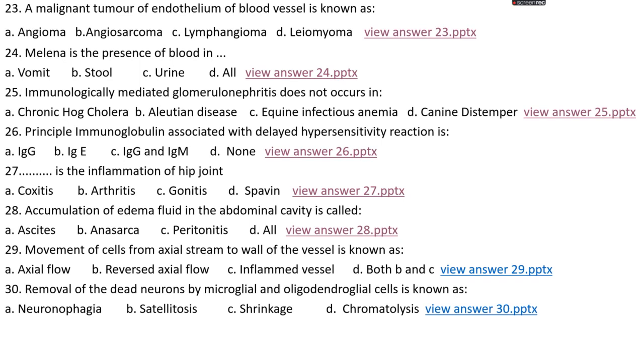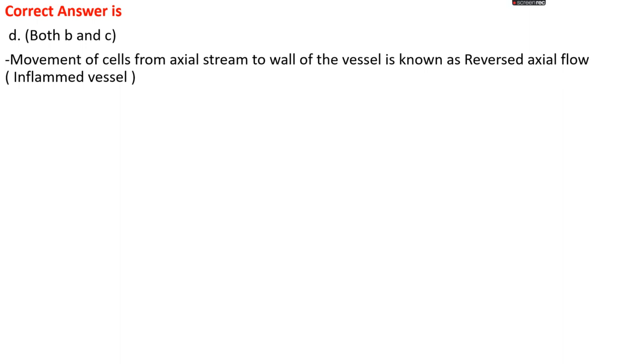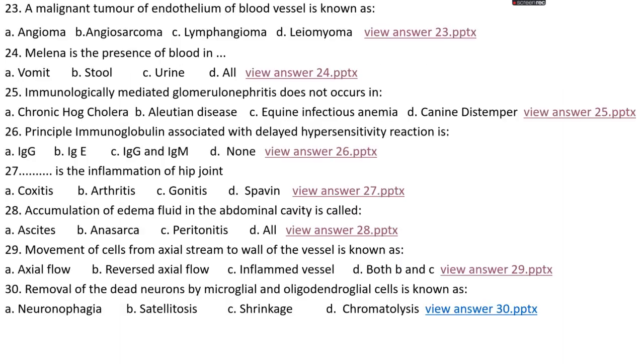Question number 29. Movement of cells from the axial stream to the wall of the vessels is known as option A, axial flow, option B, reversed axial flow, option C, inflamed vessels, option D, both B and C. The right answer is option D, that is both B and C. Movement of the cells from the axial stream to the wall of the vessels is known as reversed axial flow and inflamed vessels.